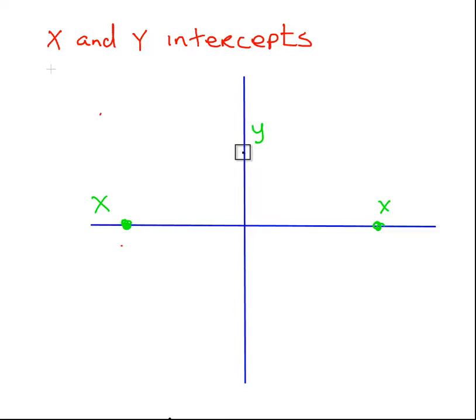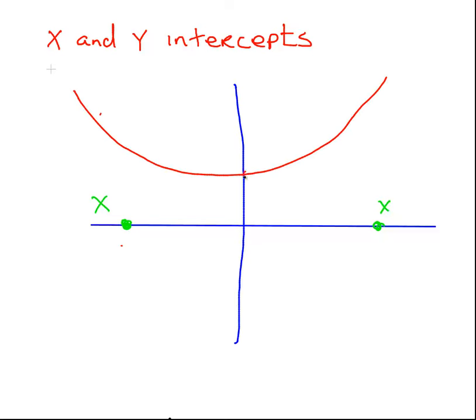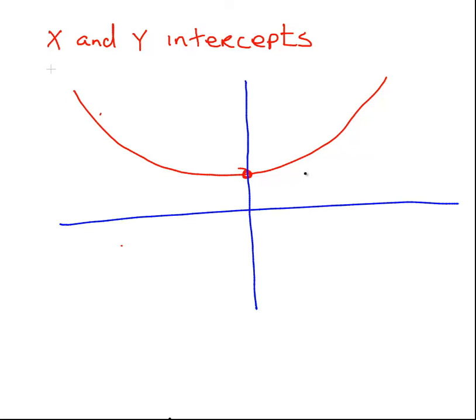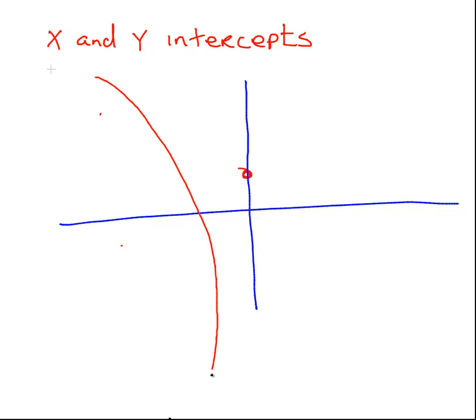You could actually have situations where there are no x-intercepts at all. Just ignore those green ones there, they're gone now. So no x-intercepts at all, just a y-intercept. It never actually crosses the x-axis. Similarly, in a bit of an unusual situation, you could have something that crosses the y-axis only but never crosses the x-axis, some sort of function like that.